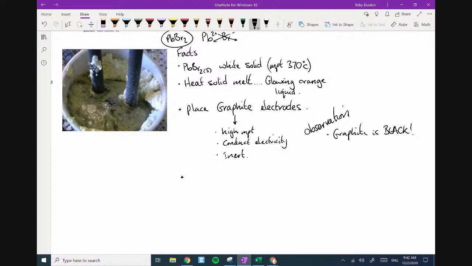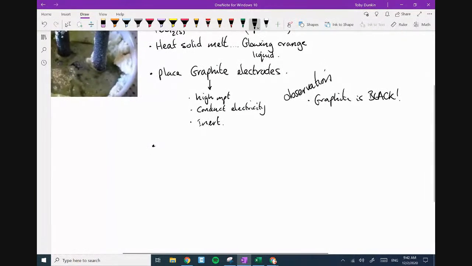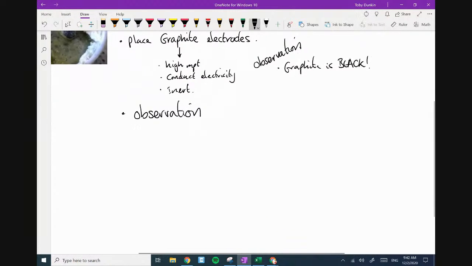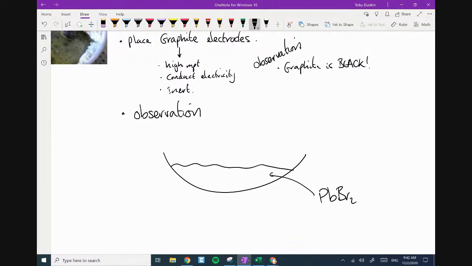I'm actually going to share with you a YouTube video of this electrolysis process, because it's worthwhile seeing. So the bulb slowly fades on as the electricity begins to flow as the lead bromide becomes molten. Now, once that happens, all of a sudden we see a whole load of observations. So we see observations once the electrolysis is running. Here's what's now happening. We've got molten lead bromide, PbBr2 liquid, with our graphite electrodes in here.